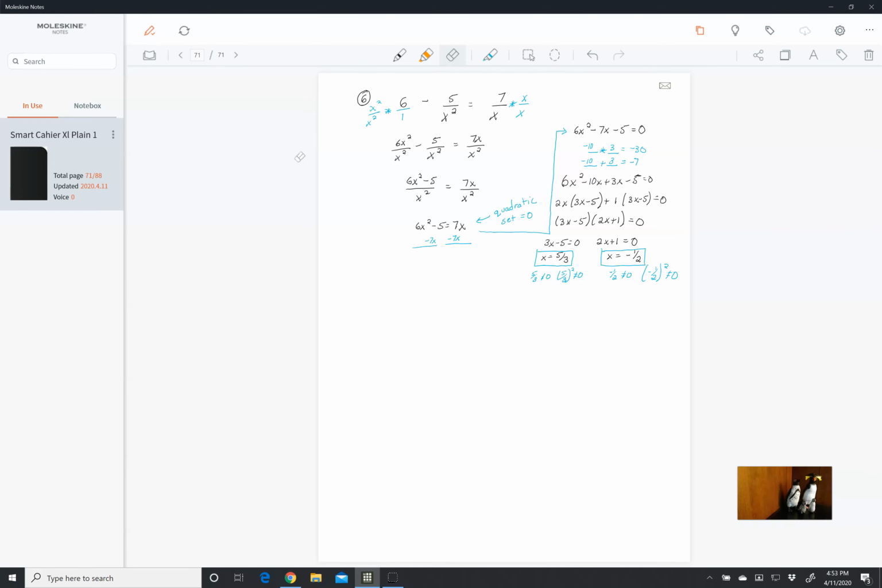So you still need to check for extraneous solutions. This one was really nice in terms of finding the common denominator. It wasn't that hard, but then when we got to this point, it became longer. Not harder, but longer, because we had to actually go through and factor it. So it's quadratic. Okay, next one.